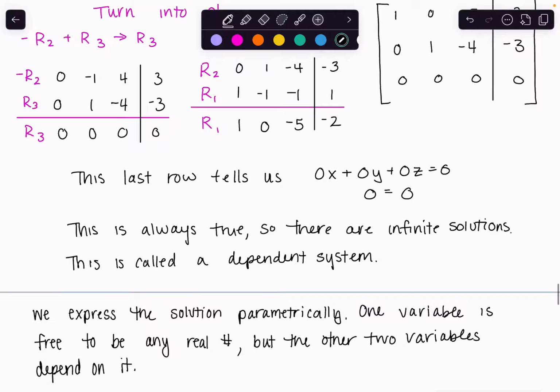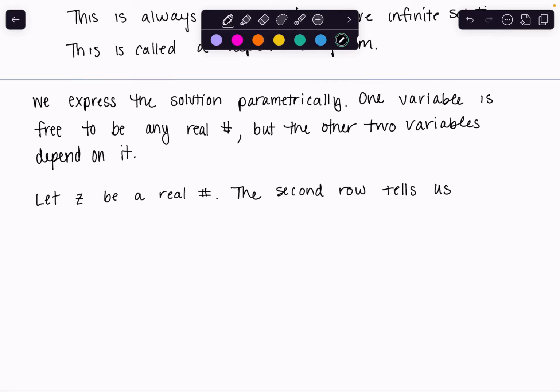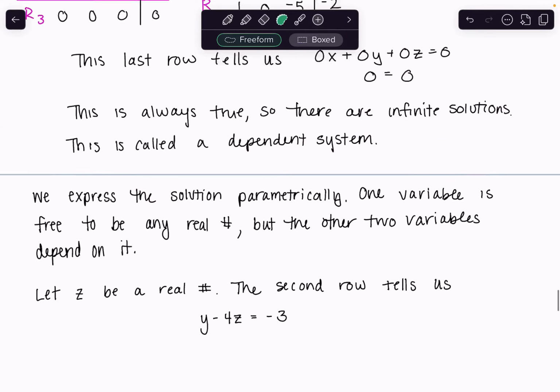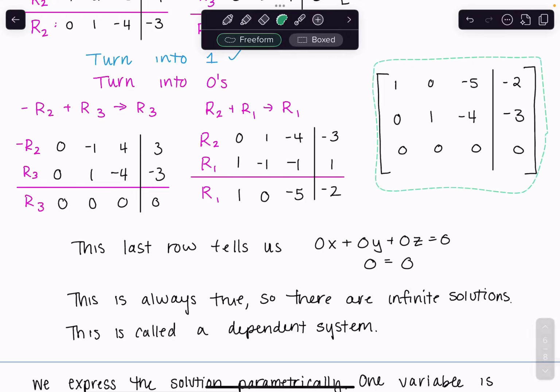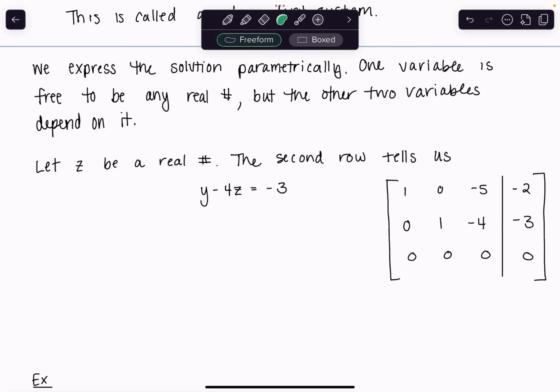So if I go back up here, 0x, 1y, negative 4z equals negative 3. So that second row tells us y minus 4z equals negative 3. Okay. So I'm going to copy this down here just so you can clearly get that picture of it. But this is our matrix that we're working with. So from here, our y coordinate is then equal to 4z minus 3.